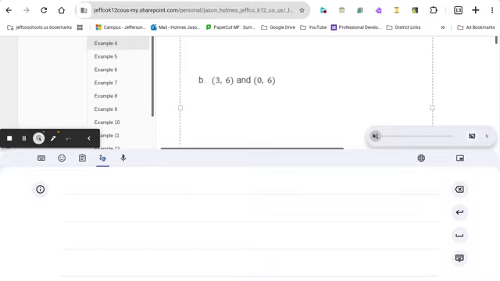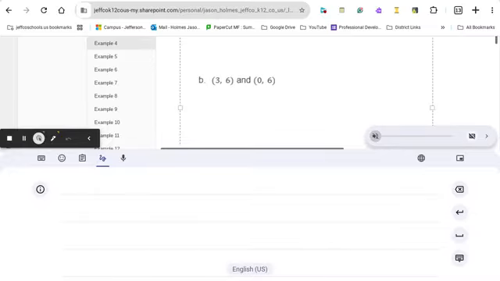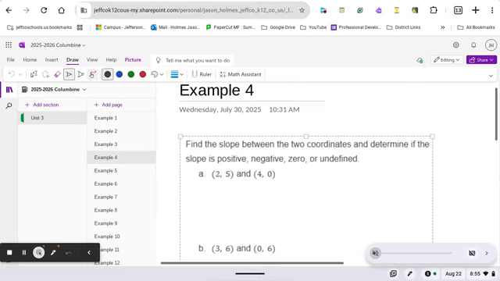From, let's see if I can get rid of this, from our notes in class. Okay, let's see if that works.